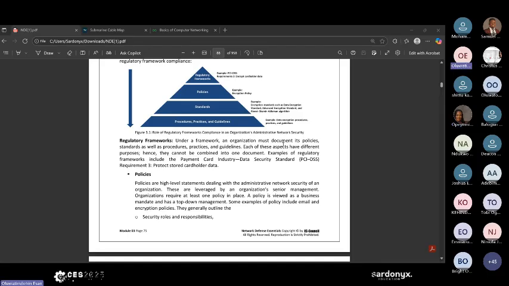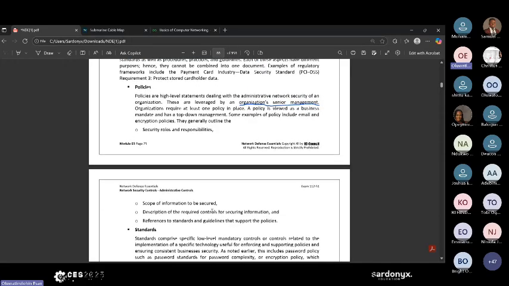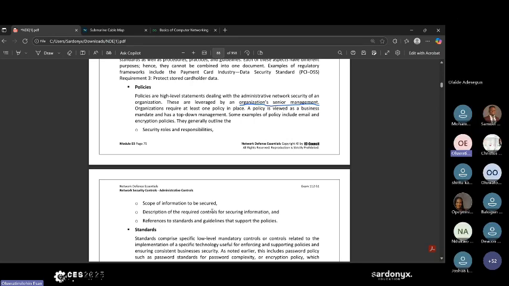Now, policies, like I said, are high-level statements dealing with admin and network security of an organization. So they are leveraged by senior management. Now, there's a main thing about policies. They are made by the senior management, by top executives. They generally apply the security roles and responsibility, the scope of information to be secured, description of required control for securing information, and reference to standards and guidelines that support the policies.